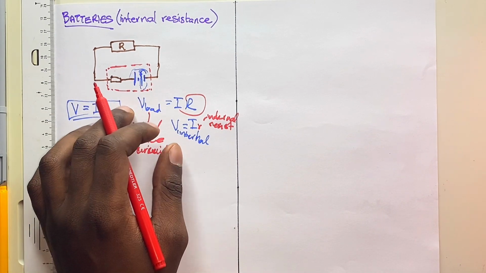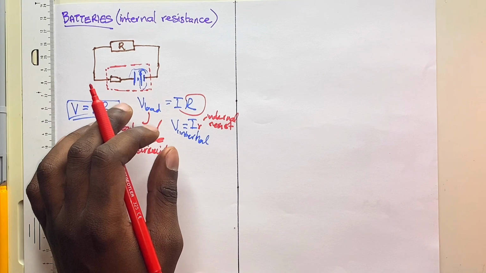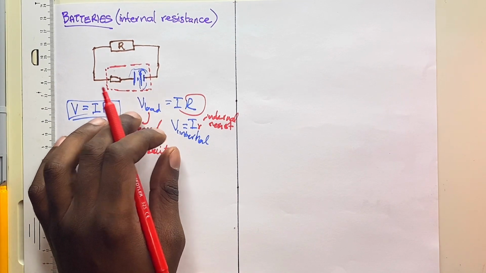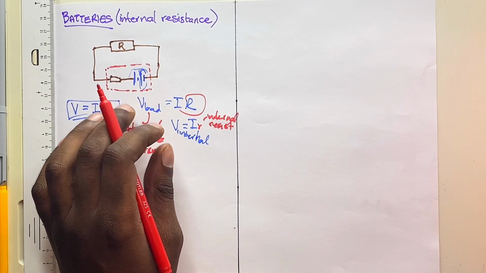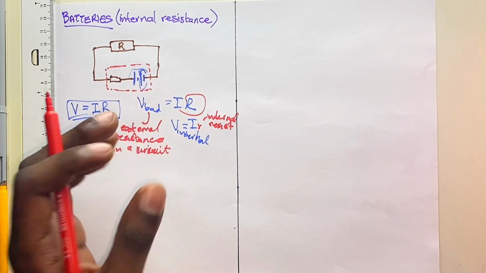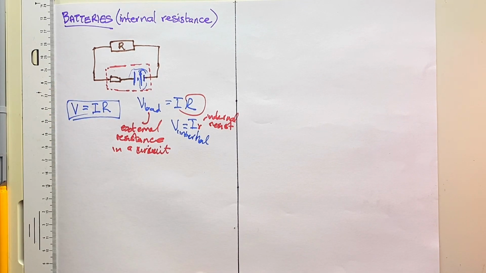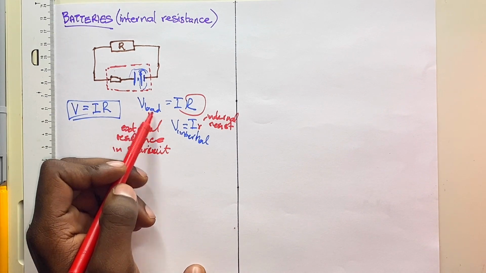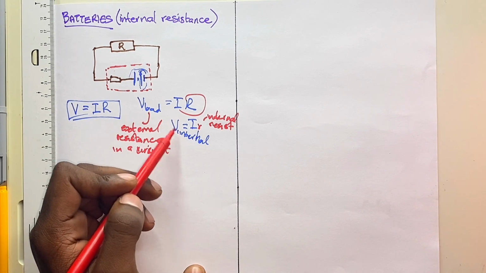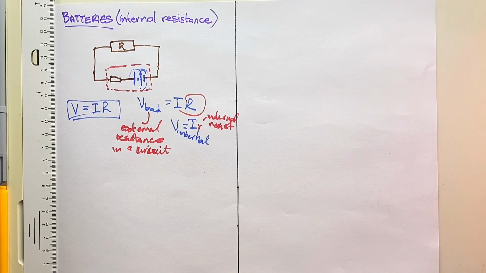And in this case, that electrical energy in a battery will be converted into heat, and therefore you will feel your devices getting warm. So how do we relate the V load and the internal voltage? The way that we are going to calculate it, we are going to introduce EMF, the electromotive force.